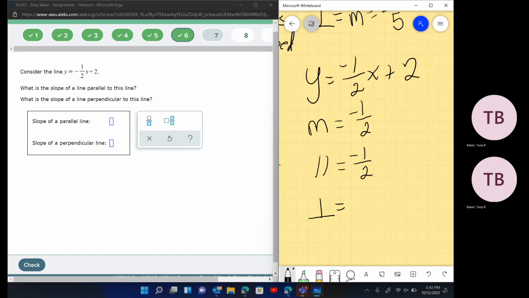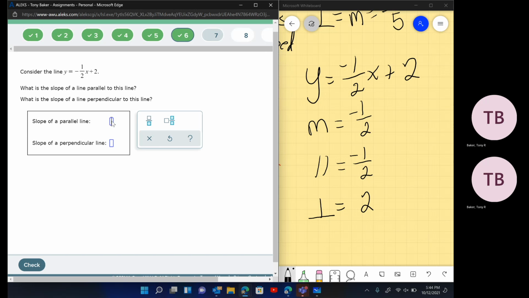And then my perpendicular slope, since this one's negative, it's going to be what? Positive, and then it's going to be 2. You don't have to, 2 over 1 is fine. If you put it over 1, they're not going to mark it wrong. So 2 over 1, totally acceptable. You got the concept, which is exactly what I'm looking for.